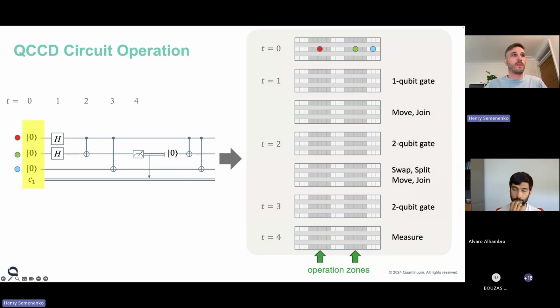We then want to perform 2 Hadamard operations, and this will be on the red and green qubits, which are already in our operational zones. And so we can perform these operations in parallel. So our operation zones can be done, operations can be done in parallel. We can perform those 2.